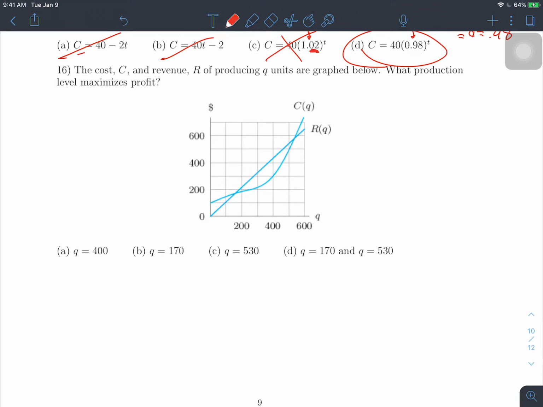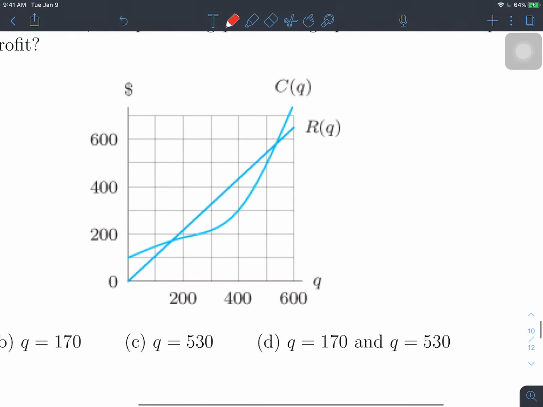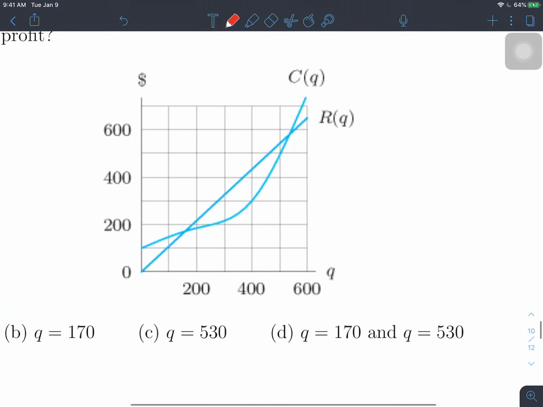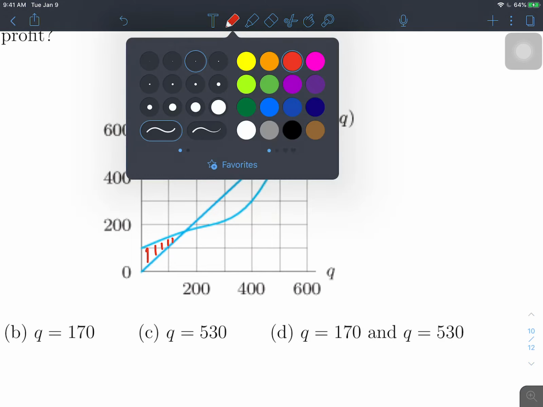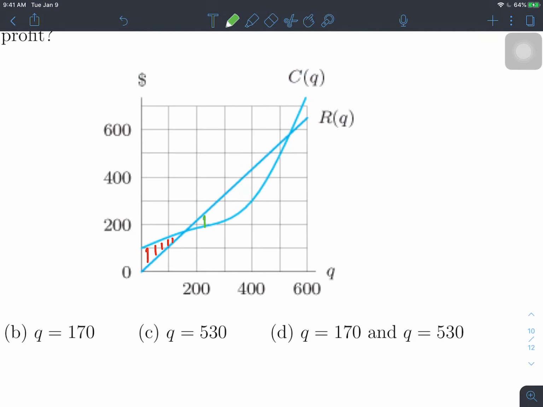Okay, 16. We have cost and revenue of producing Q units graphed below. So what production level maximizes profit? Well, remember, when we have a revenue function and a cost function, if the cost is bigger than our revenue, then we're losing money. So these places are going to be where we're losing money. And if the revenue is bigger, then we're going to be gaining money, and that's going to be like profit.